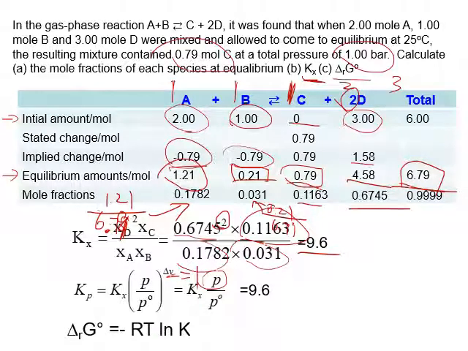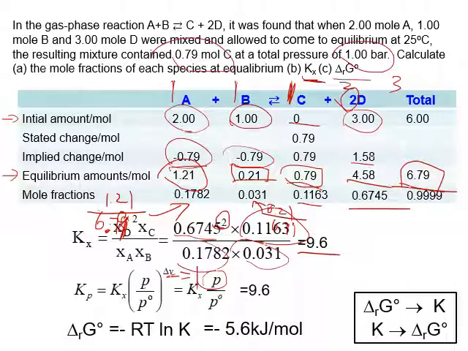Now we can calculate delta G. Delta G is negative RT ln K. We know K, so we can calculate delta G, which is negative 5.6 kilojoules per mole. For the last question, we calculated delta G first, using the formation Gibbs energy, and then we could calculate the K constant. In this question, we do an experiment and find the equilibrium concentrations, then we can calculate the K. And from K, we can calculate the standard state Gibbs energy change.